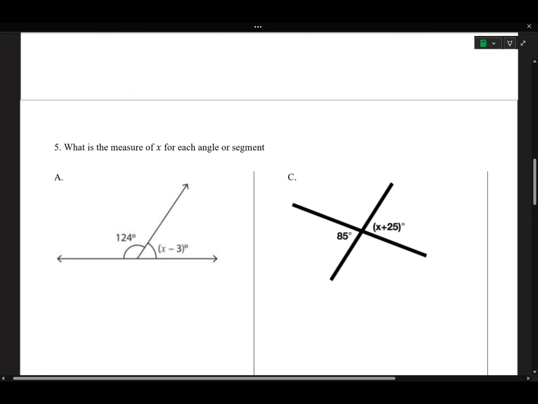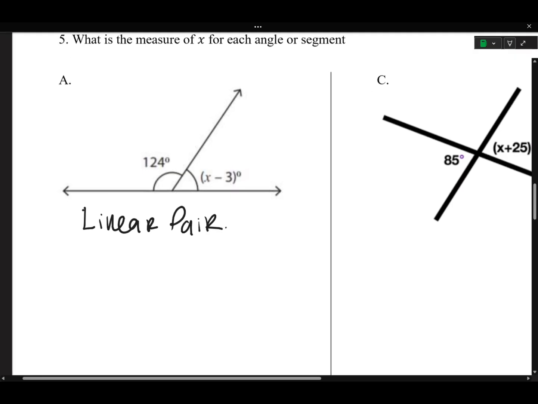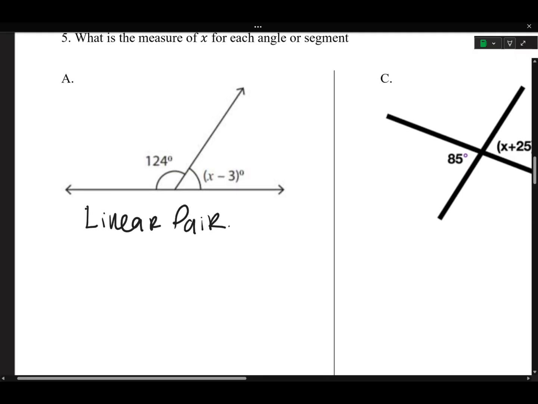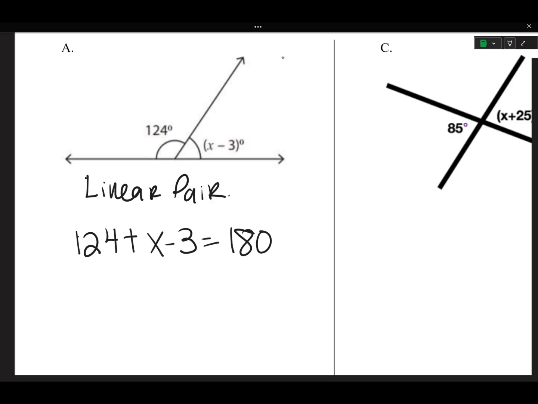Let's work a little with these postulates. First, in letter A, what I see are two angles that form a straight line. This is our linear pair postulate. What a linear pair tells us is that we have supplementary angles. Supplementary means we add up to 180. So I'm going to set up this linear pair as 124 plus x minus 3 equals 180.